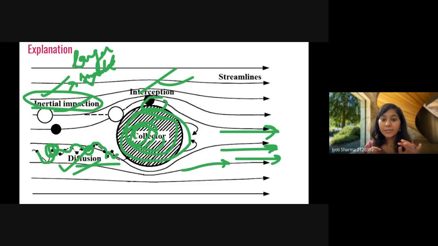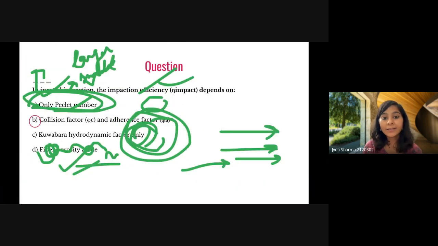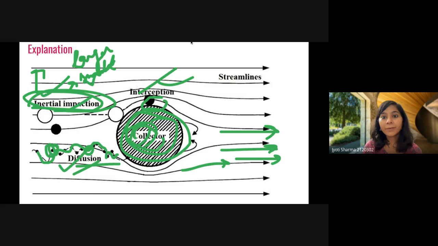So whenever we are talking about fabric filters, these three mechanisms, interception, inertial impaction, and diffusion, play a very important role. And because we were talking about inertial impaction, here the collision and adherence factor will play a very important role.